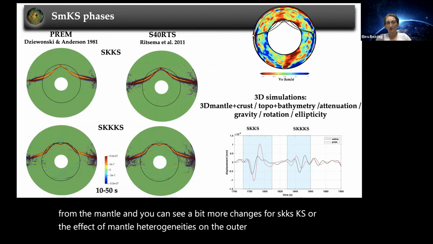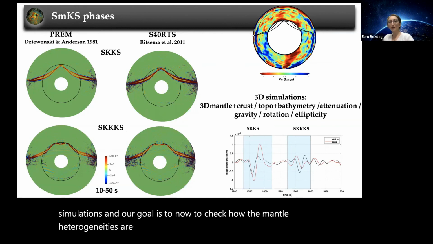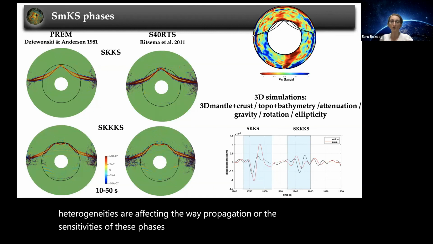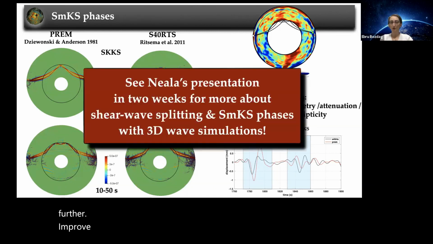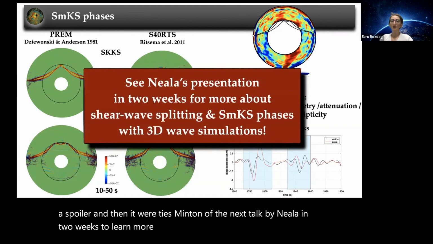And our goal now is to check how the mantle heterogeneities are affecting the wave propagation or the sensitivities of these phases in the outer core, and how we can further improve the resolution of the outer core models. And I'm giving you a spoiler and an advertisement of the next talk by Mila in 2 weeks to learn more about shear wave splitting and SmKS phases with 3D wave simulations.